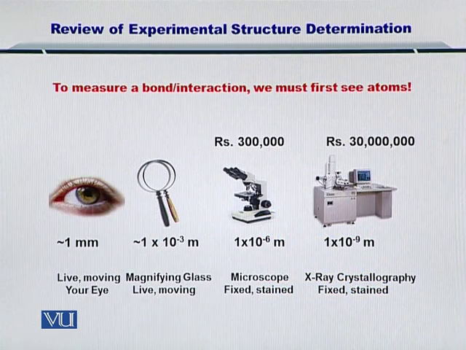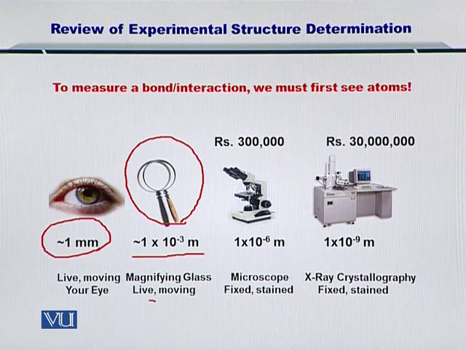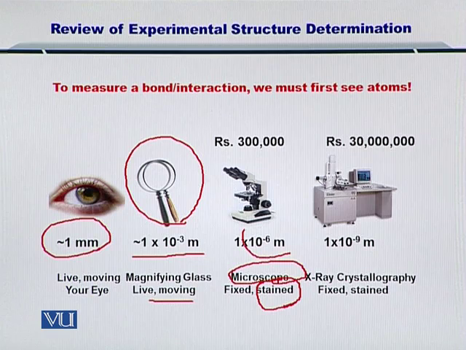In this diagram, you can see the various scales to which our eye can see, that is given by 1 millimeter. If you get hold of a magnifying glass, then you can see up till 10 to the power minus 3 meters, and you can see live and moving objects as well. However, you need to have a microscope, and then you need to have stained samples in order to see up till 10 to the power minus 6 meters. The cost for such a microscope is about 300,000 rupees, and we still cannot see the amino acid side chains using such a microscope.